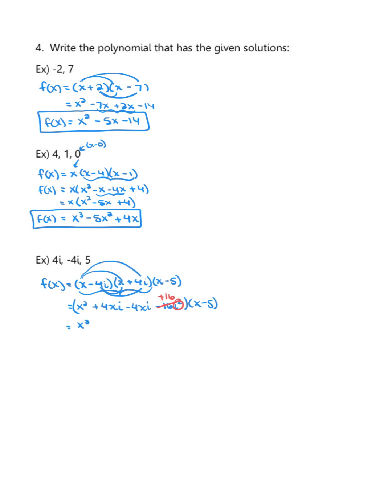So x squared, that equals 0 plus 16 times x minus 5. X squared times x is x cubed minus 5x squared plus 16x minus 80.